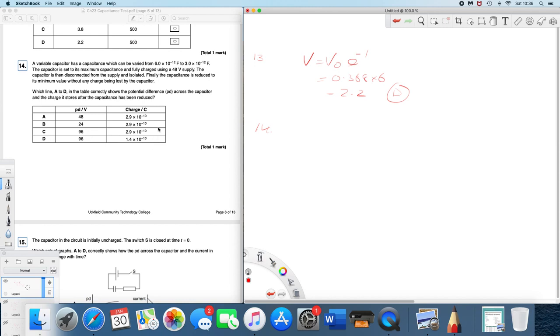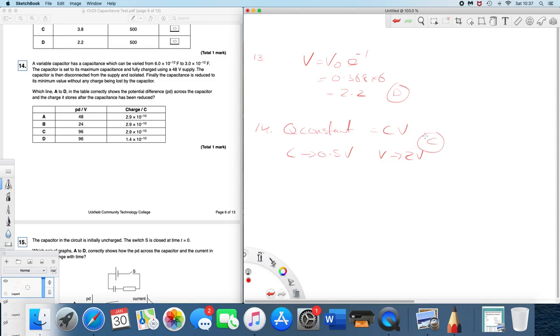Well, we know the Q is constant, equal to CV. So C is going to 0.5 C. So if Q is constant, then V must go to twice V. So the charge remains the same. As you work out the charge, you get 2.88 times 10 to the minus 10, Q equals CV. So you're looking at one of these three. You're going to double on the PD. The answer is C.